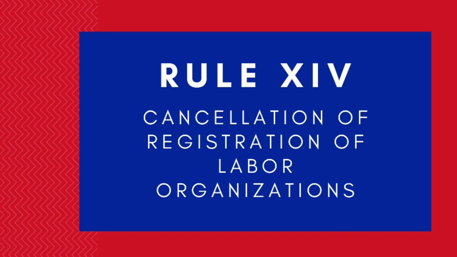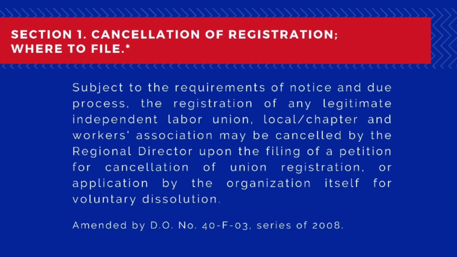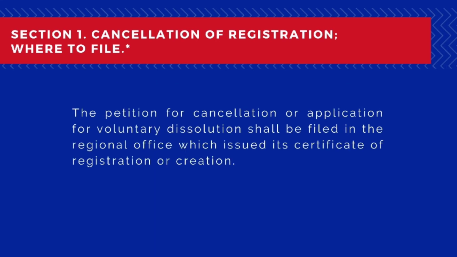Rule 14. Cancellation of registration of labor organizations. Section 1. Cancellation of registration. Where to file. Subject to the requirements of notice and due process, the registration of any legitimate independent labor union, local or chapter and workers' association, may be cancelled by the regional director, upon the filing of a petition for cancellation of union registration, or application by the organization itself for voluntary dissolution. The petition for cancellation or application for voluntary dissolution, shall be filed in the regional office which issued its certificate of registration or creation.